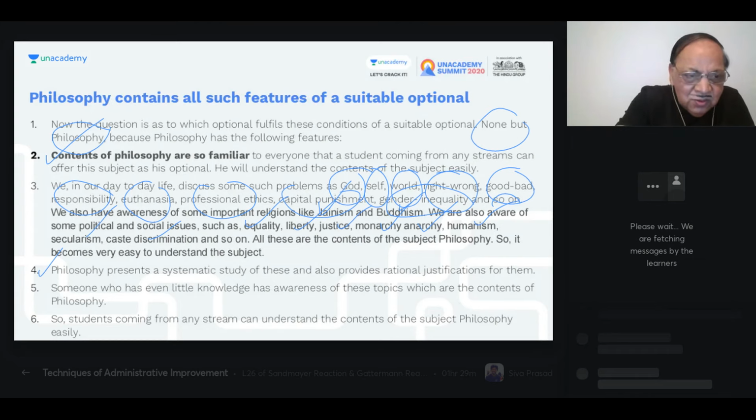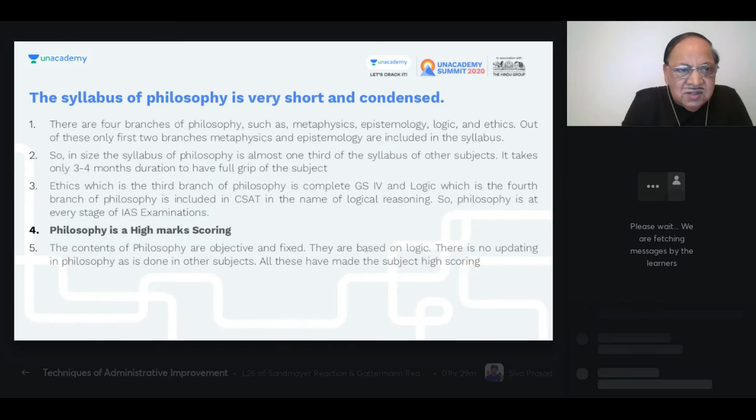So what you find is that someone who has a little bit of knowledge is aware of the topics which are there, and these topics form part of the syllabus of philosophy. So philosophy fulfills the first condition of a most suitable optional for the IAS examination. Now we find that there is the syllabus of philosophy, the second condition which this philosophy is going to fulfill, and that condition is that the syllabus of philosophy is very short and condensed.